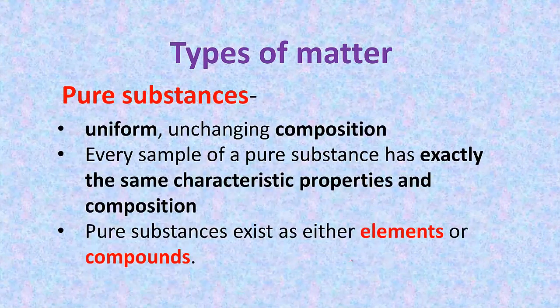Pure substances have a uniform, unchanging composition. Every sample of a pure substance has exactly the same characteristic properties and composition. For instance, a pure substance is water. Every single molecule of water has the same characteristic properties and composition. If our example is hydrogen gas, every single molecule of gas has the same characteristic properties. Pure substances exist as either elements or compounds.